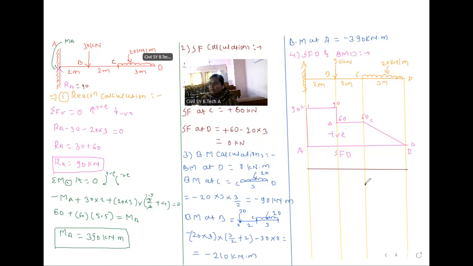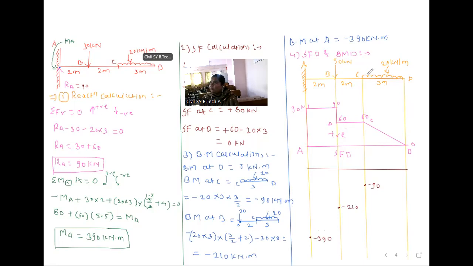Here, bending moment at C is minus 90. After that, bending moment at B is minus 210, so we will mark here minus 210. And after that, bending moment at A is minus 390, so we will mark here minus 390.